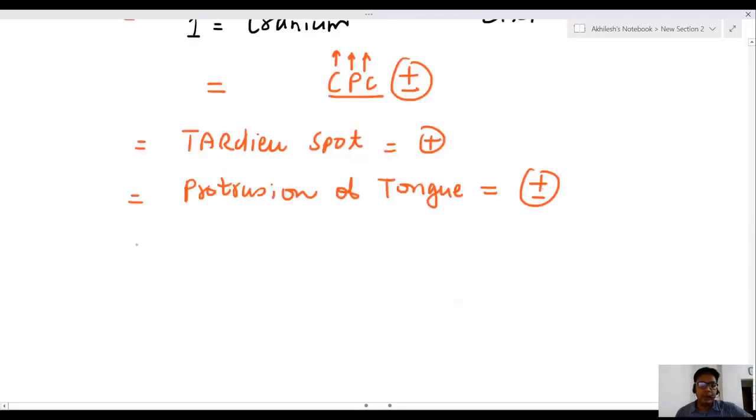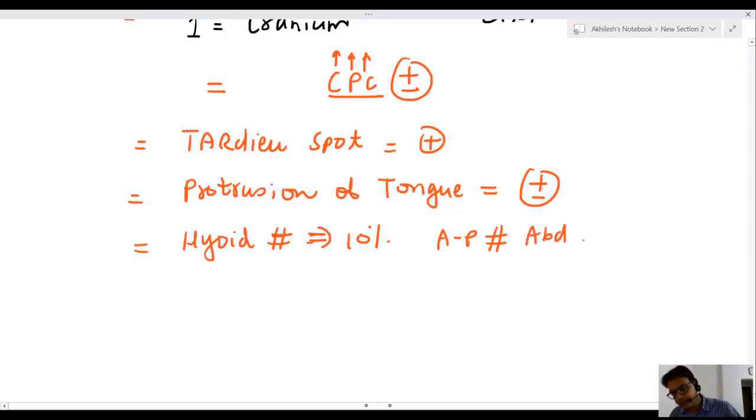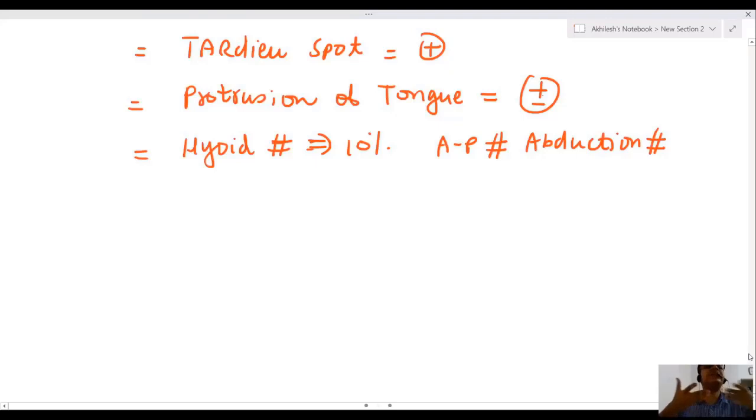Hyoid bone fracture occurs in only 10% of cases, not more than this. The pressure is generally anterior to posterior, so it is an anterior-posterior fracture, or an abduction fracture.